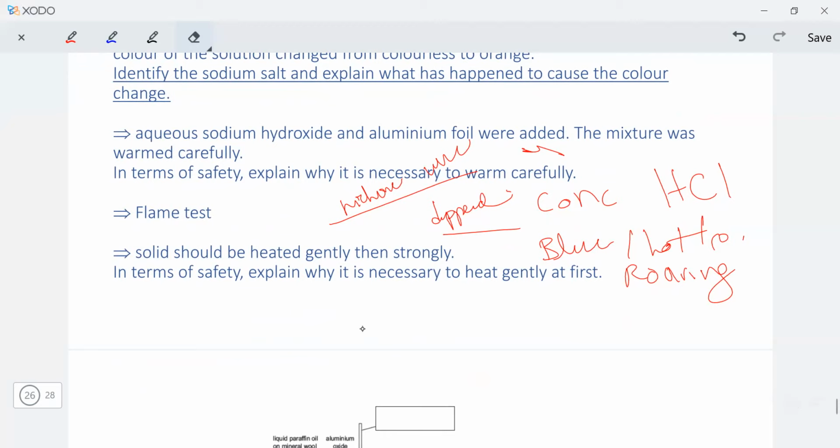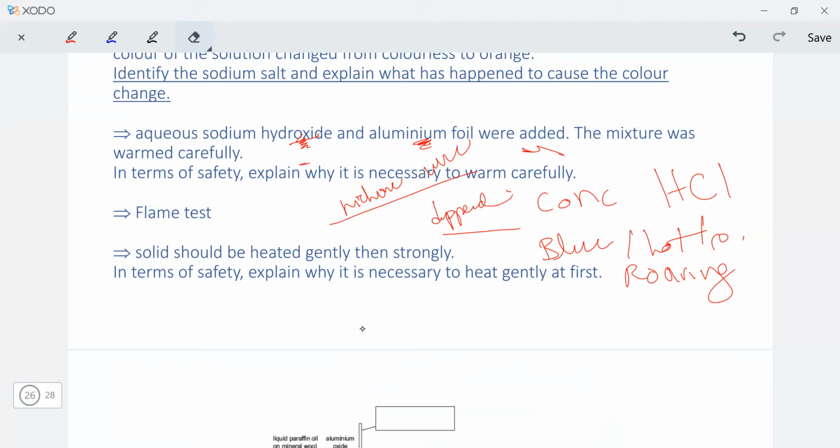If I am having aqueous sodium hydroxide and aluminum foil, this is the test for nitrates. Remember this? Why do I gently warm this? I do have a liquid here. So warming gently is because sodium hydroxide is hazardous, so avoid spitting out of the mixture.